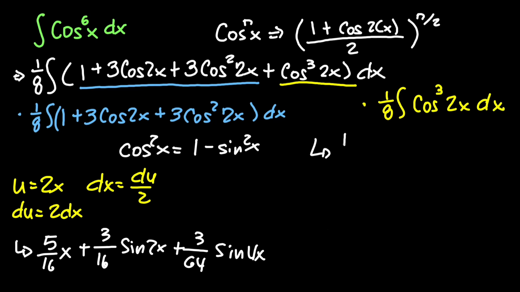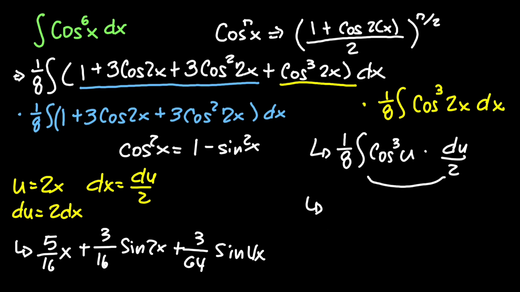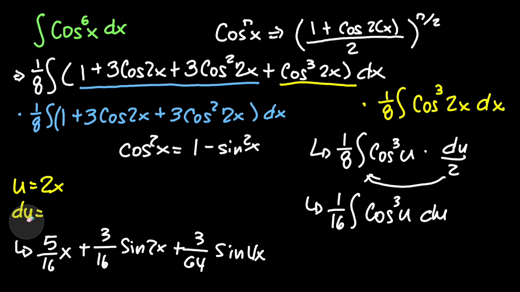So substituting this, we would have 1/8 integral of cosine cube of u, with dx equal to du over 2. Putting 2 outside the integral, you would have 1 over 16 integral of cosine cube of u du. Now, it will fit the description right here. It doesn't matter whether x here is a variable or a u or any variable, as long as it is a singular variable.